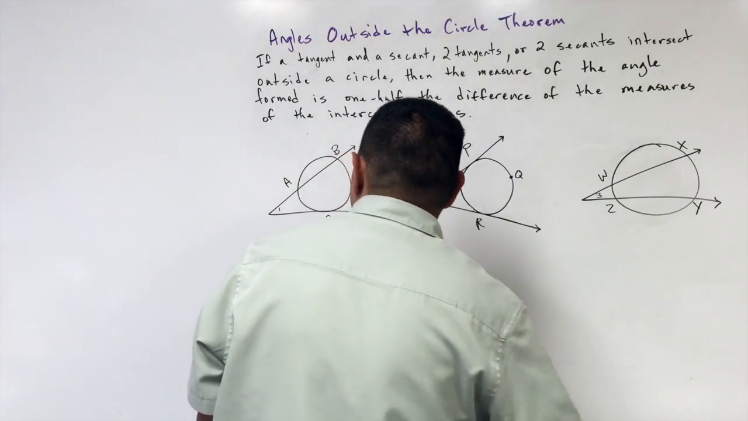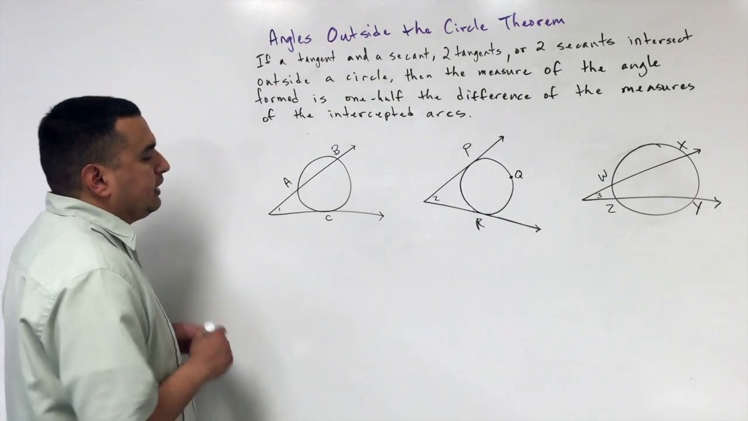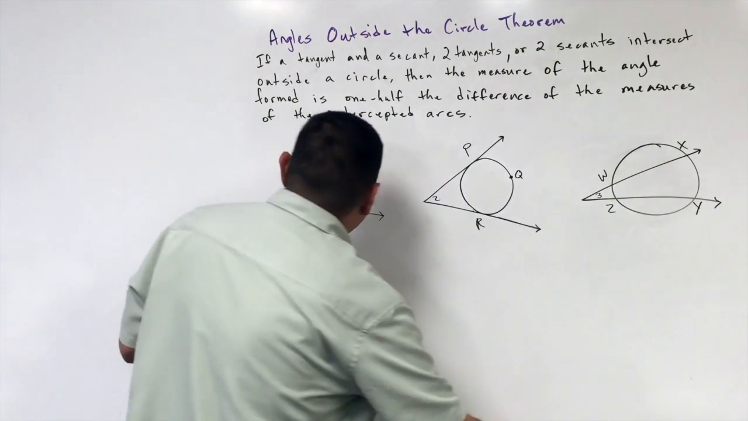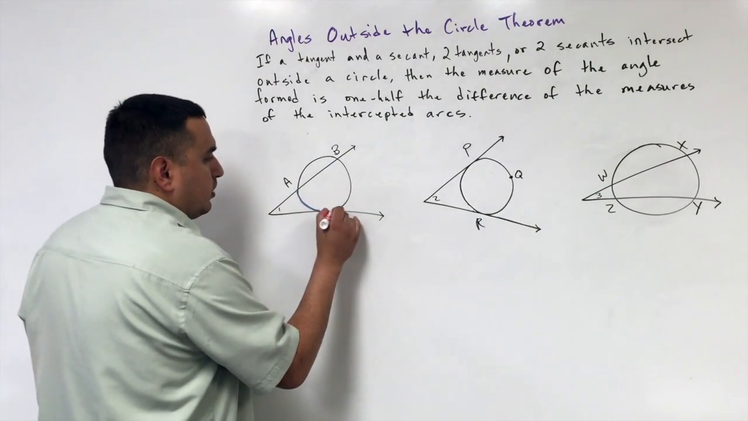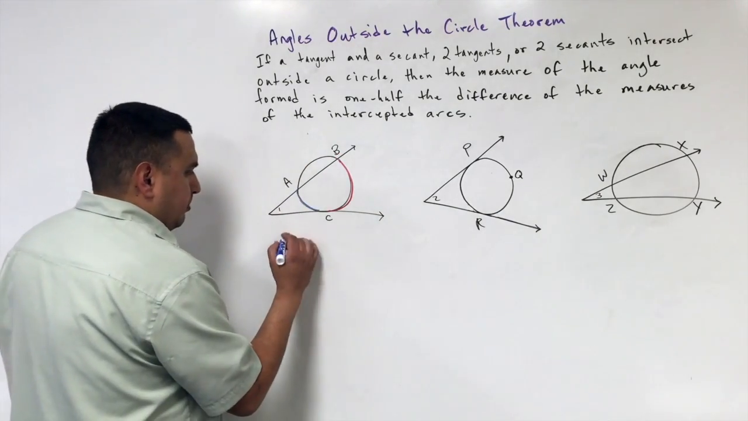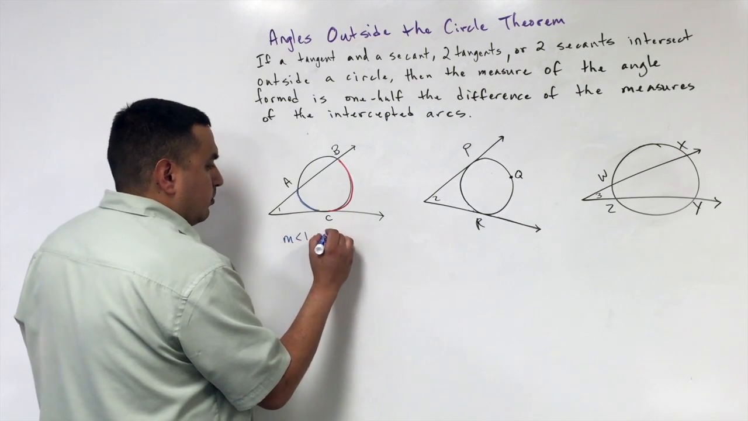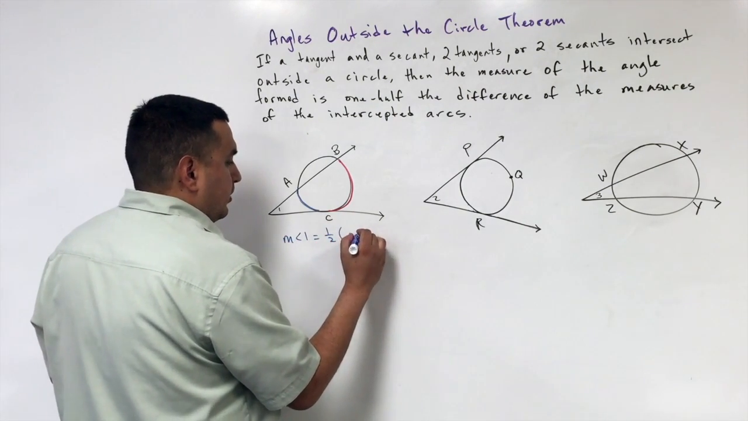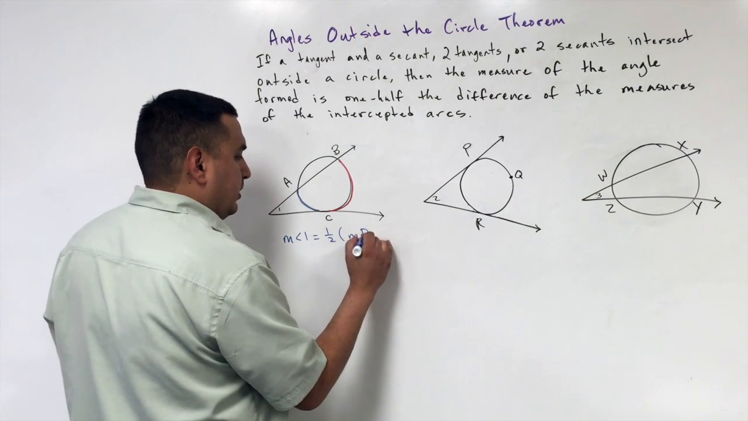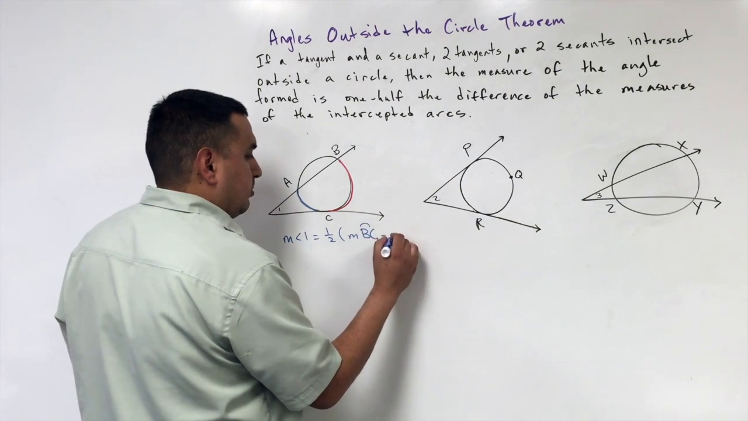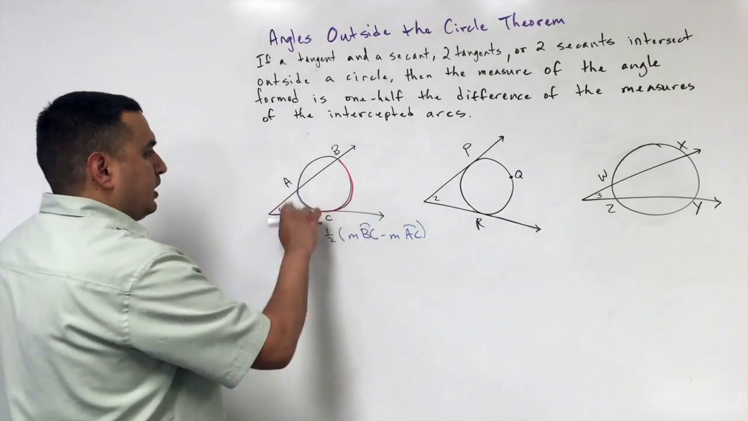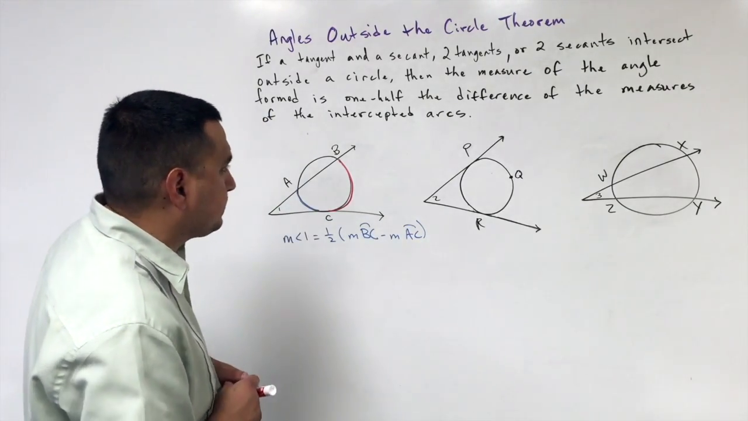So let's look at this first example here. My intercepted arc is this AC, and then I have the other intercepted arc that's going to go this way, BC. So let's say the measure of angle 1 is going to equal 1/2 the measure of arc BC minus the measure of arc AC. Okay, so I have to subtract the 2 intercepted arcs.